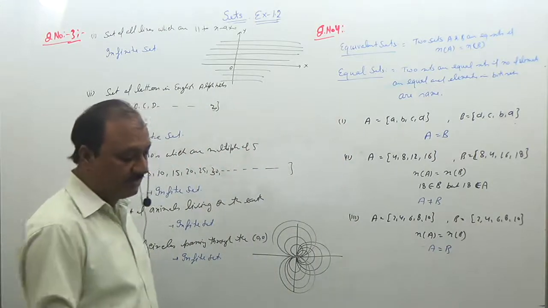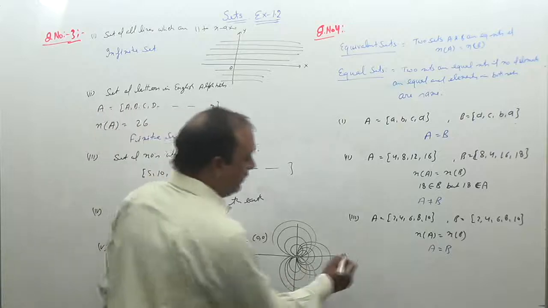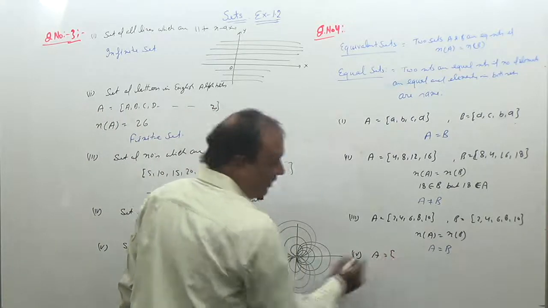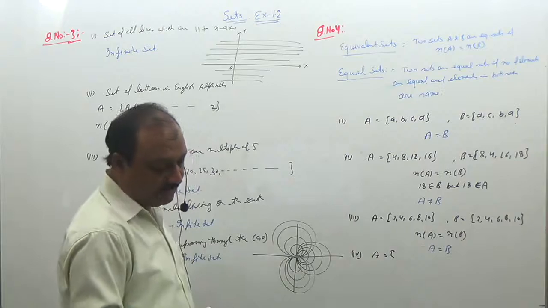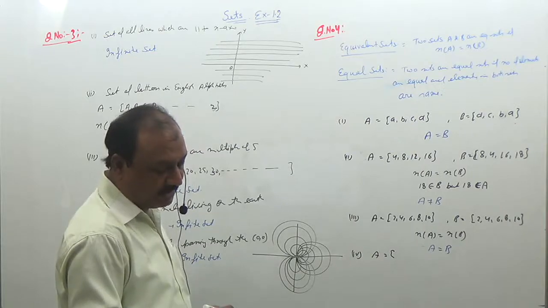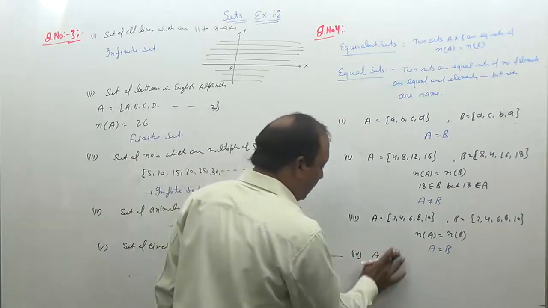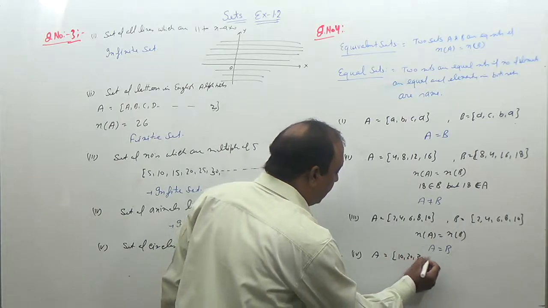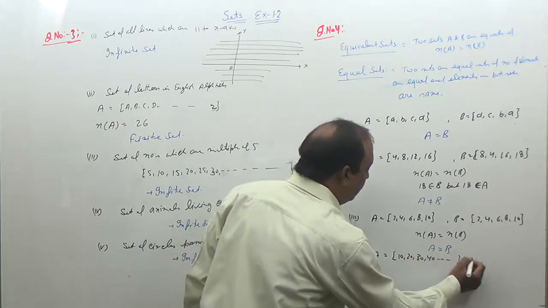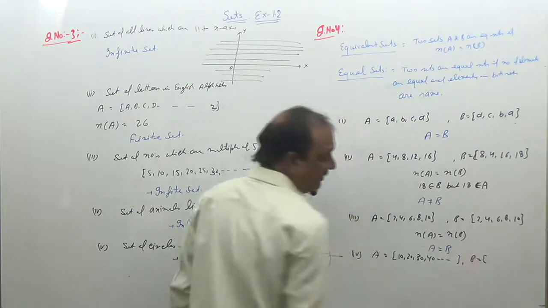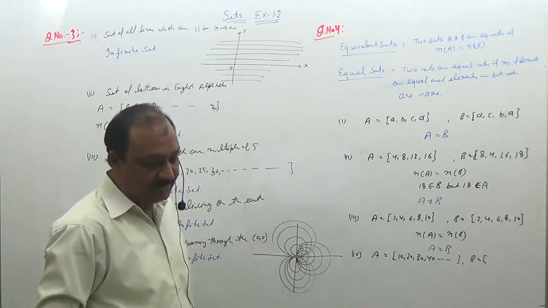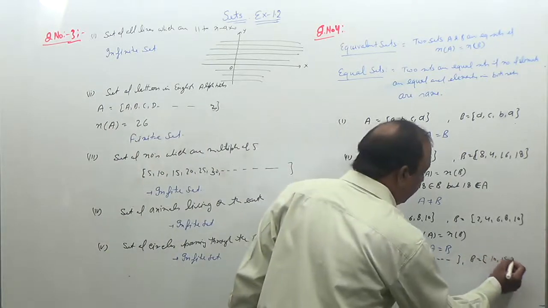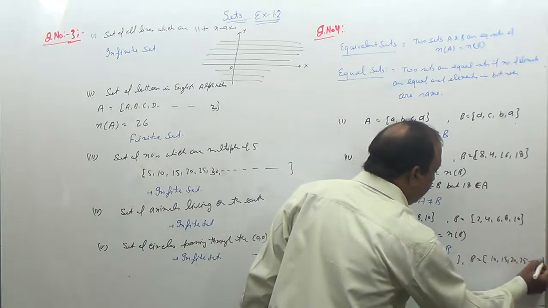Next is the fourth part. Set A is the set of elements x such that x is a multiple of 10. So these are the multiples of 10, that is 10, 20, 30, 40 and so on. And there is another set B which contains the elements 10, 15, 20, 25 and so on.